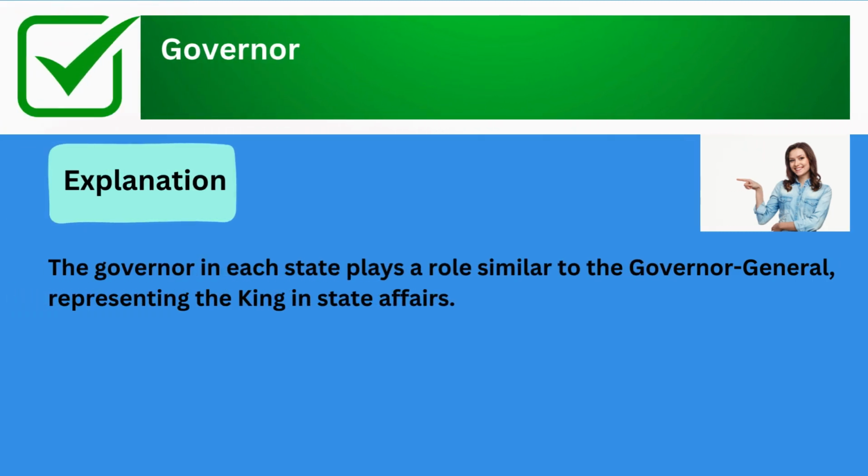The correct answer is Governor. Explanation: the governor in each state plays a role similar to the Governor-General, representing the king in state affairs.